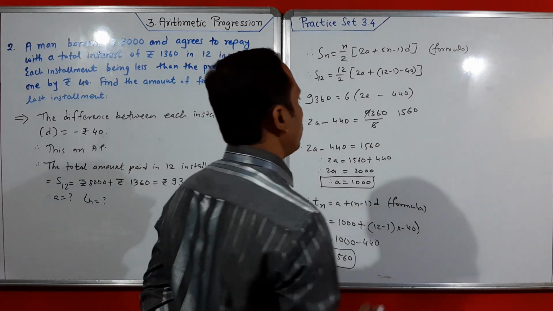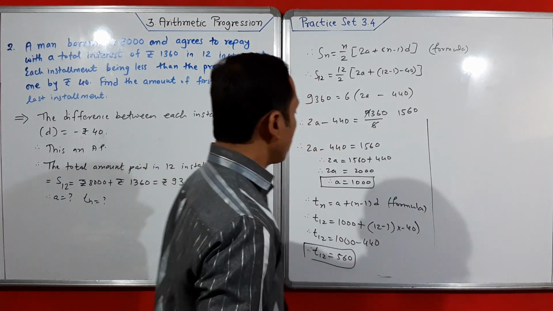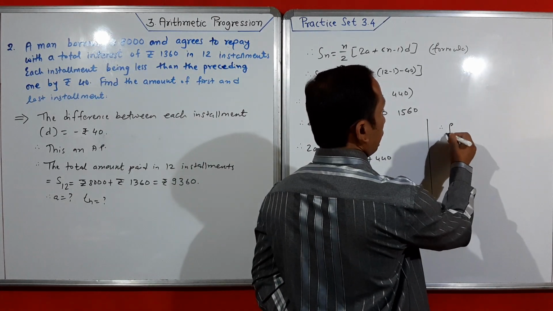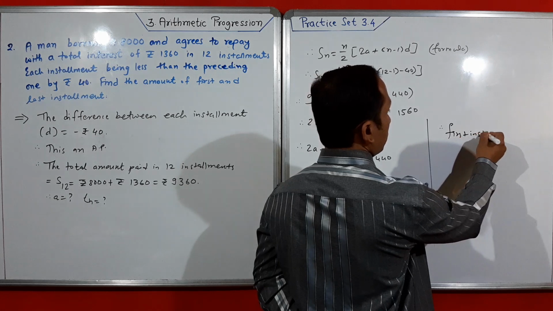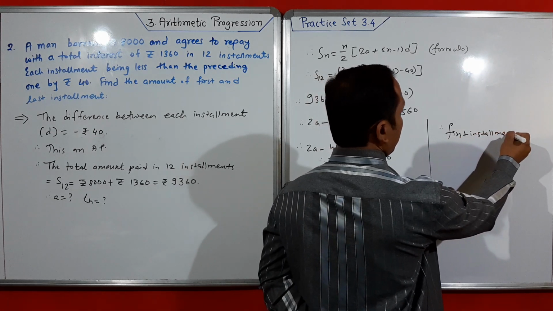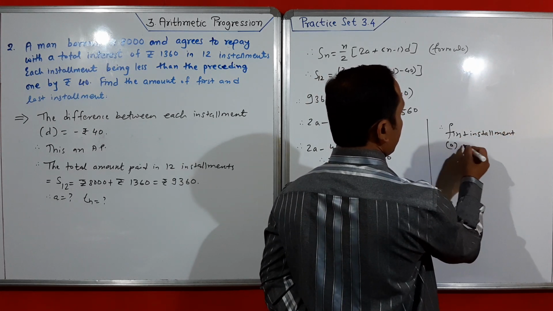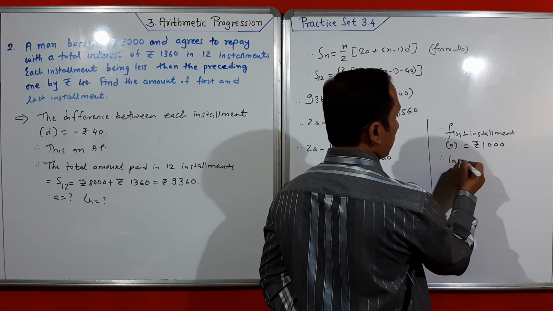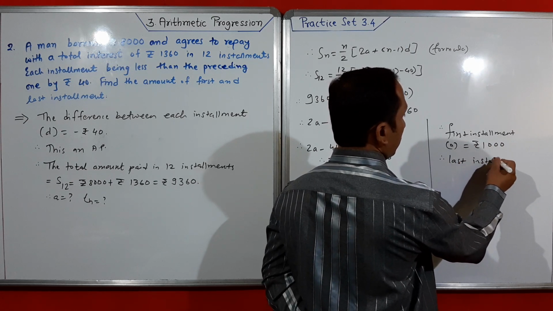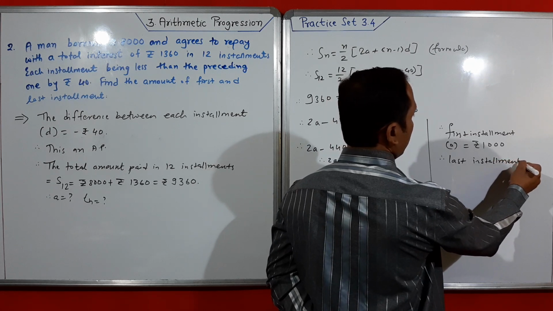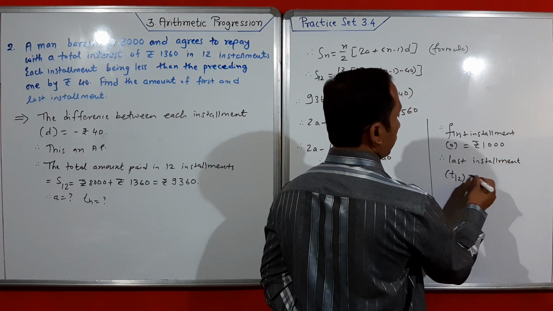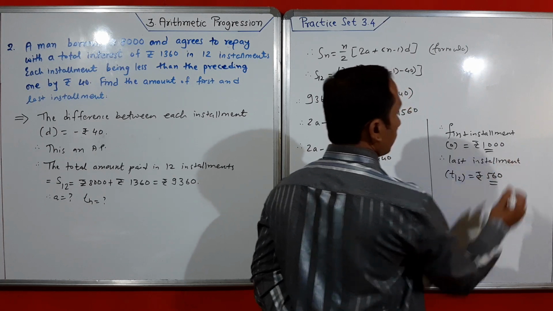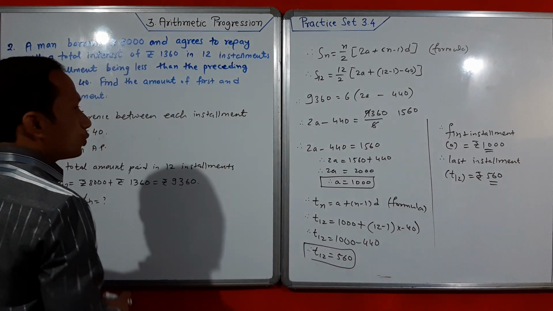So here this is the first installment and this is the last. Therefore the first installment A is equal to rupees 1000, and the last installment T12 is equal to rupees 560. In this way you have to solve this. In this case you have to use two formulas.